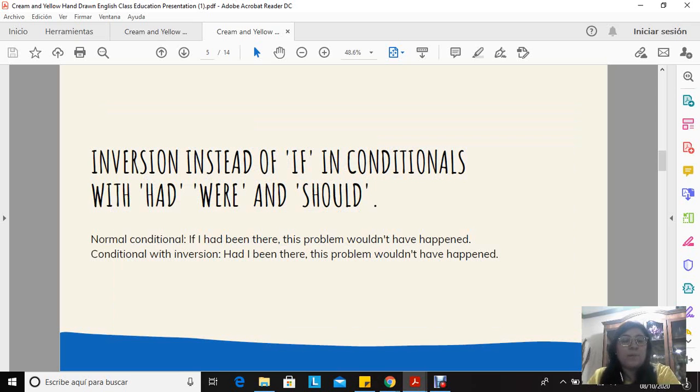The next form is using an inversion instead of if in the conditionals with had, were, and should. For example, a normal conditional would be, if I had been there, this problem wouldn't have happened. The conditional with the inversion would be, had I been there, this problem wouldn't have happened.